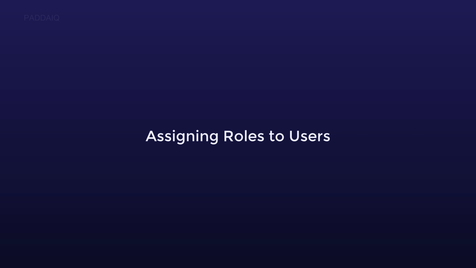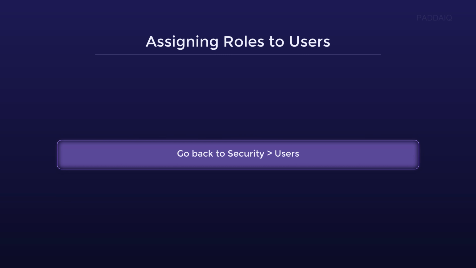Assigning roles to users for secure system access. Go back to Security, Users. This means returning to the User Management area to continue assigning access. For example, after creating a new employee's user account, you return here to grant them the View Reports role. This step is essential for finalizing user permissions.